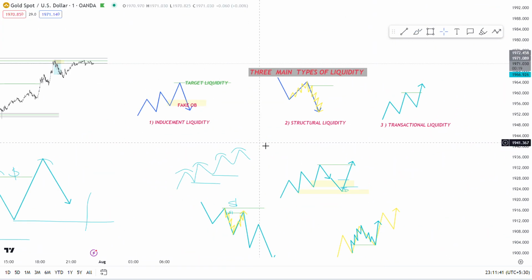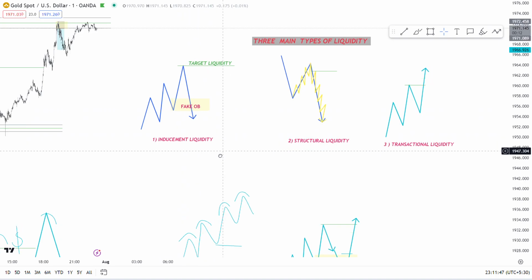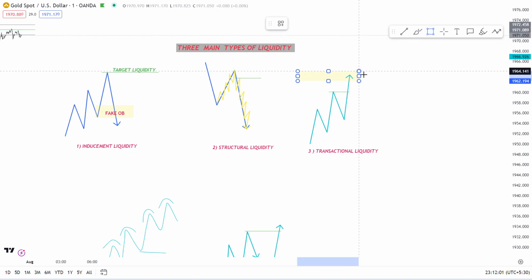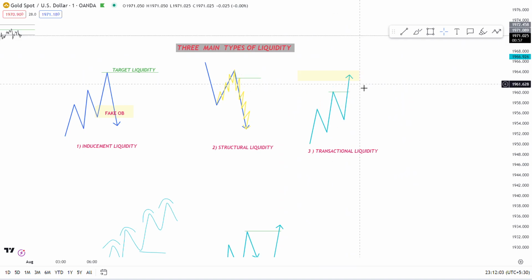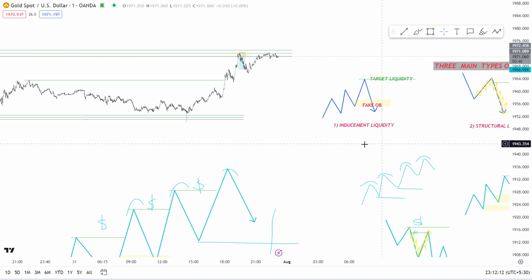So these are the main 3 types of liquidity. One is giving a fake OB, fake break of the structure. This is called the inducement liquidity. Another one is structural liquidity, which means taking the top of the substructure of the move. And transactional liquidity means following the trend. We can sell from the order block above because the liquidity got taken out, right? So for the bonus, I will show you the trade I took today in gold using the transactional liquidity, right?